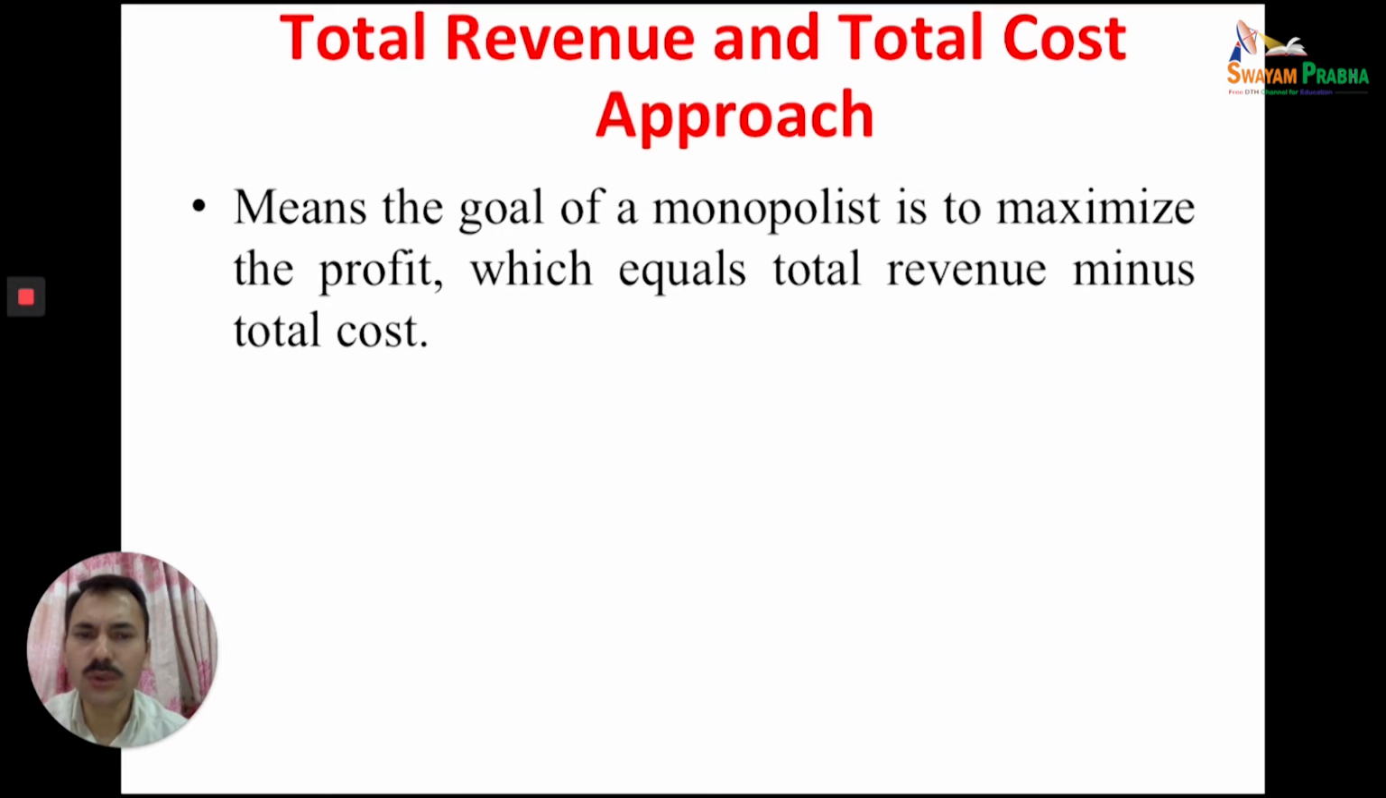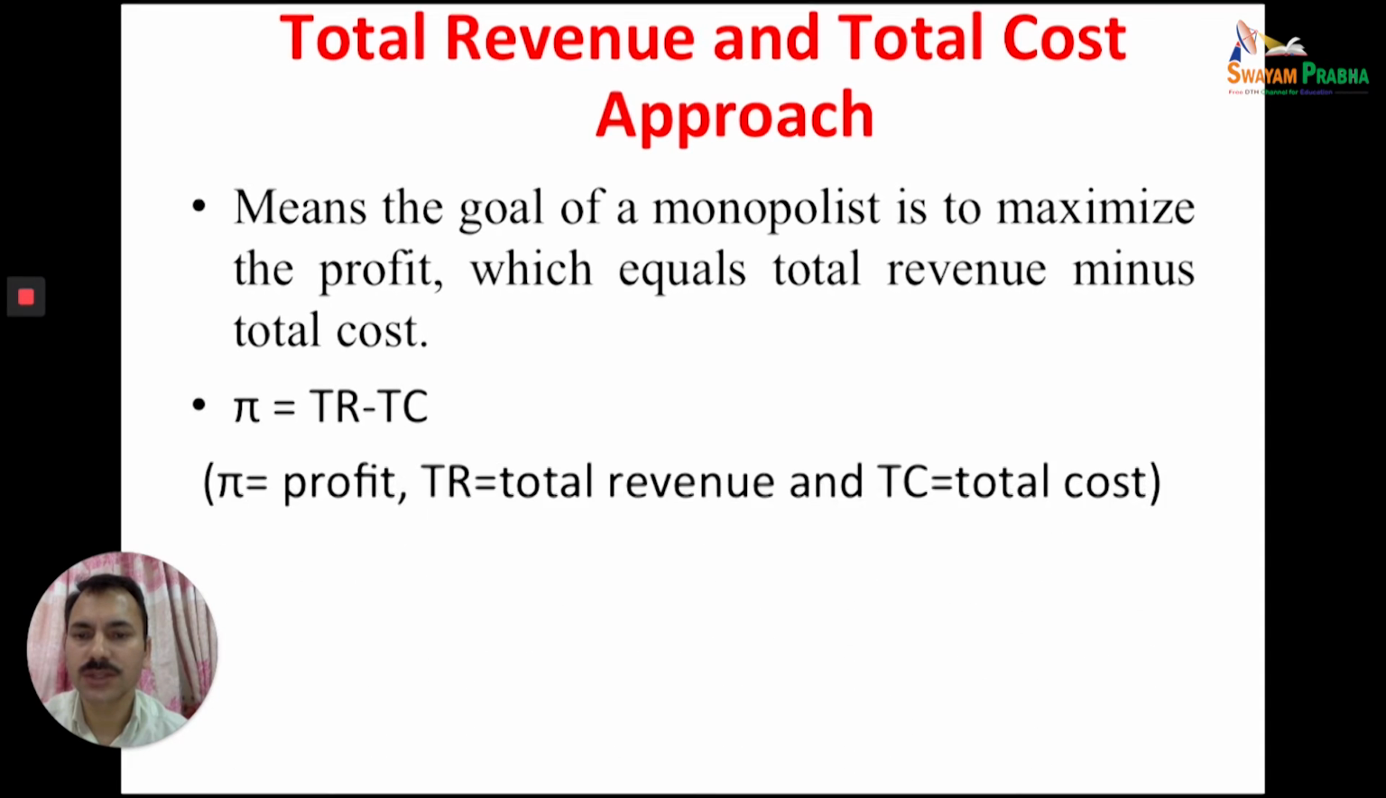But the goal of the monopolist is to maximize the profit, which is equal to revenue minus total cost, π = TR minus TC. Here π means profit, TR total revenue, TC total cost. When total revenue is more than total cost, that will be supernormal profit. When total revenue equals total cost, there will be an equilibrium, the break-even point. When total revenue is less than total cost, the firm will be in a loss.